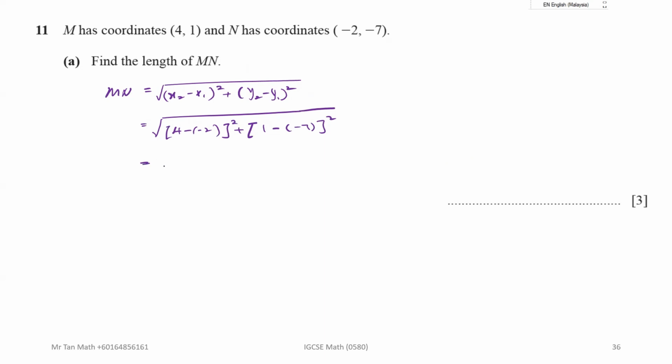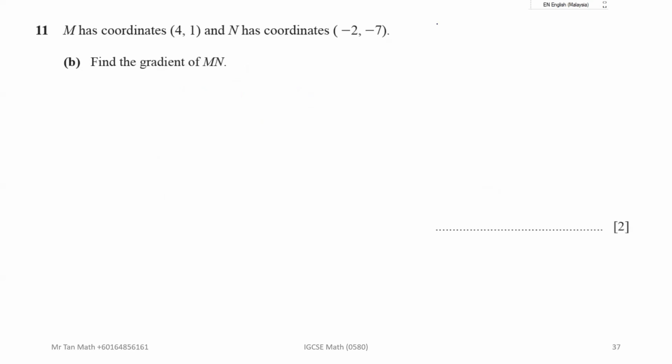Equal to 6 squared plus 8 squared, square root, you get 10. Okay. Find the gradient of MN.